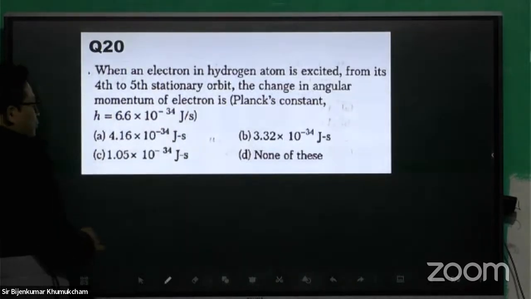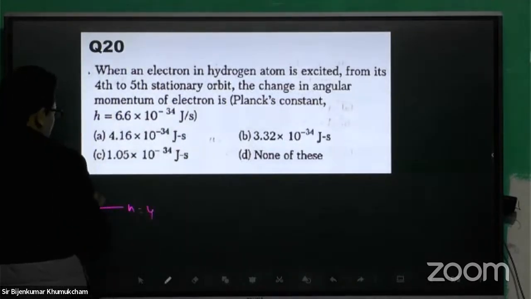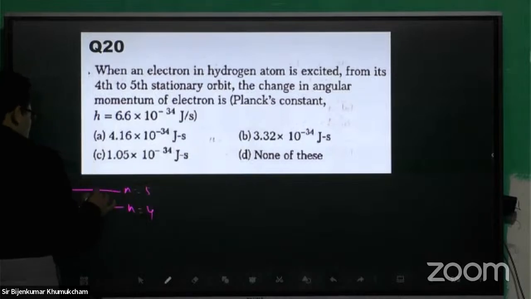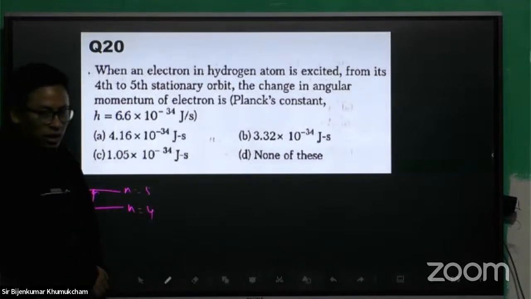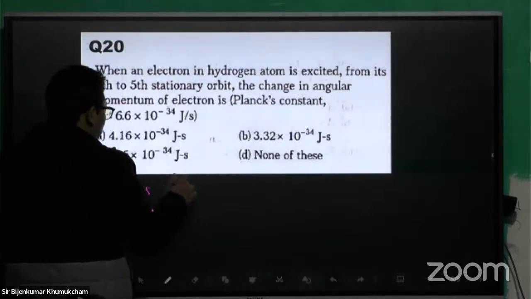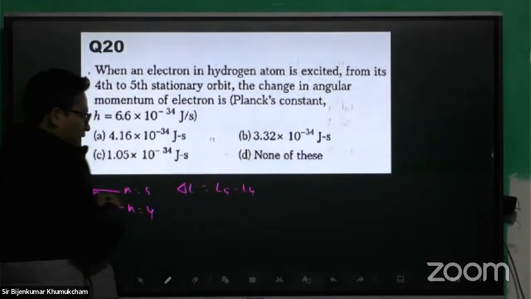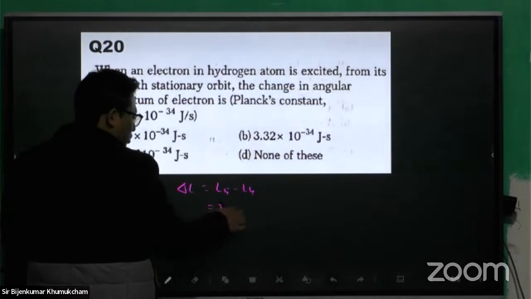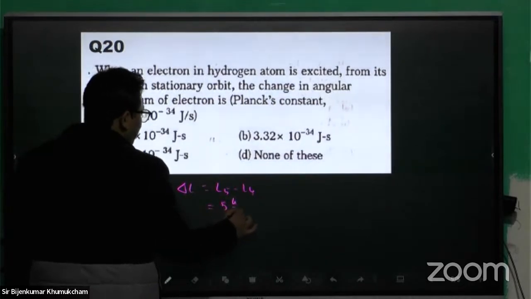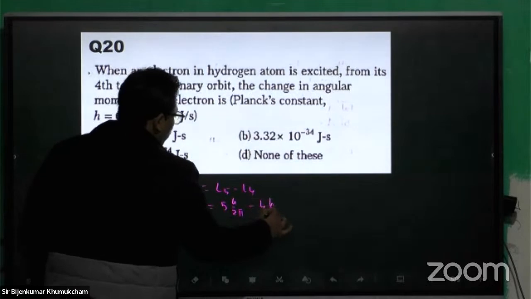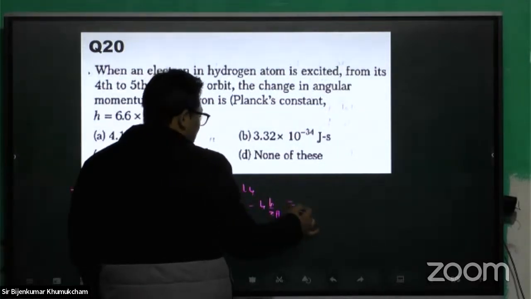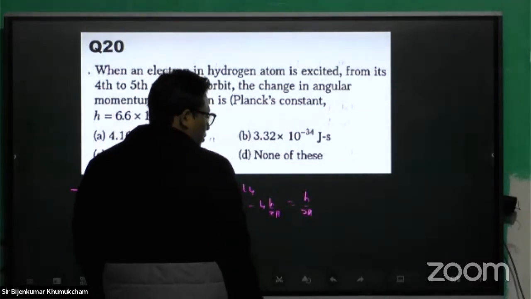For n equals 4 and n equals 5, the change in angular momentum is nothing but the change in angular momentum, L5 minus L4. L5 is 5 times h by 2 pi, minus 4 times h by 2 pi, which is h by 2 pi.